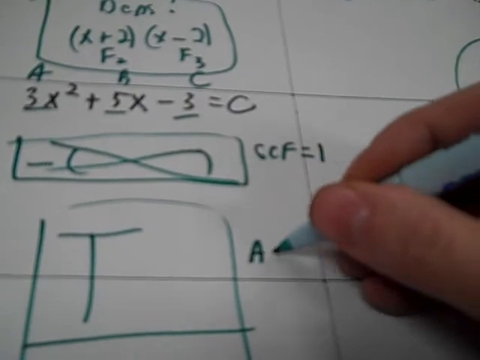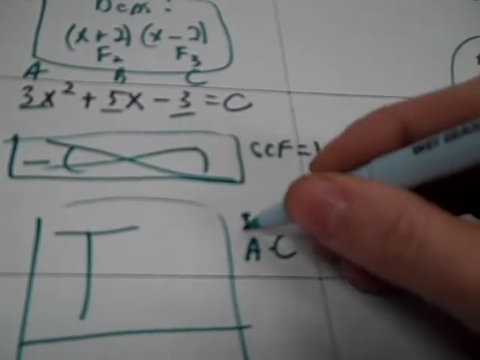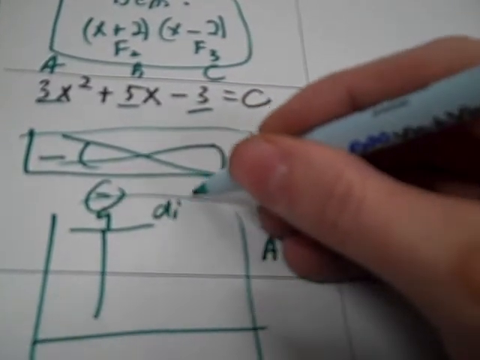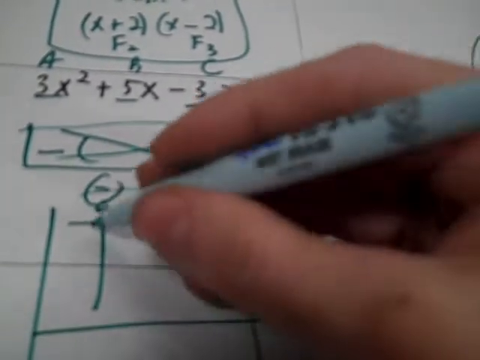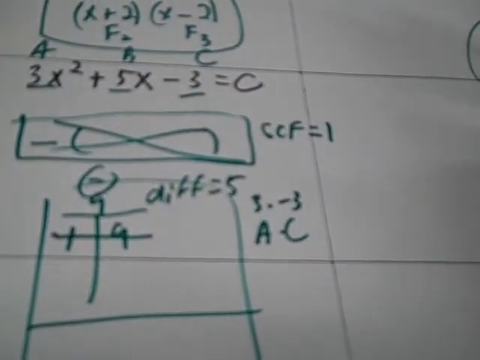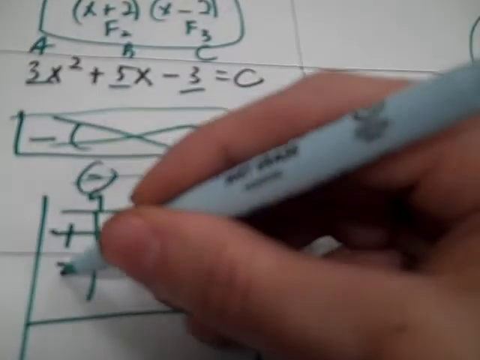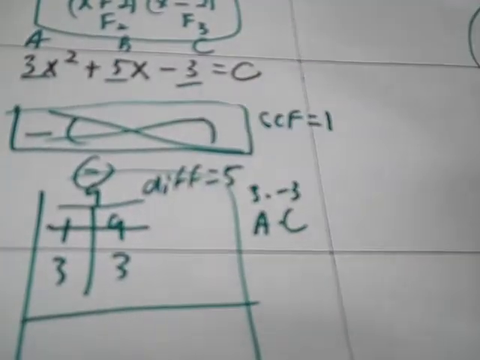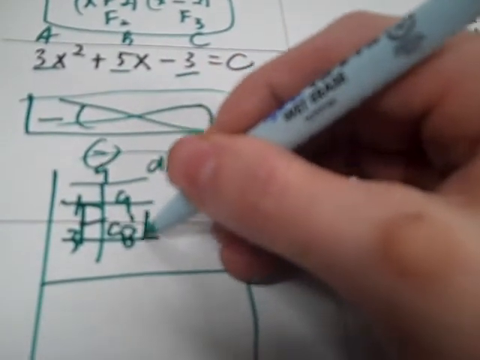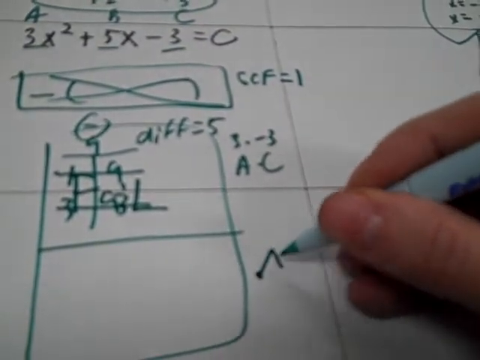Okay, so I take A times C, so positive 3 times negative 3. Gives me negative 9. Difference of 5. 9 minus 1 isn't 5. 9 divided by 2 is a decimal. And then 9 divided by 3 is 3. Well, 3 minus 3 is 0. So there's basically no way I can get to 5. So I write fail. And I'm going to use my SON, the quadratic formula.